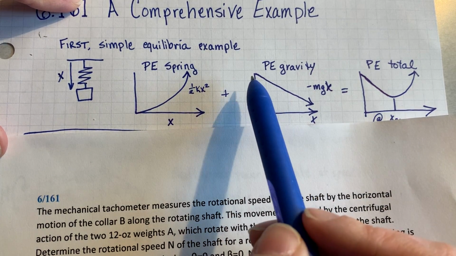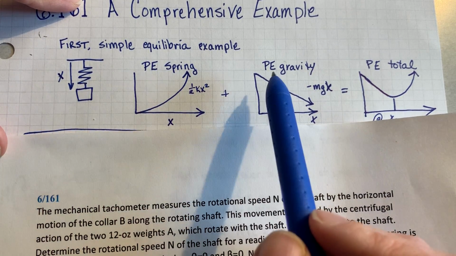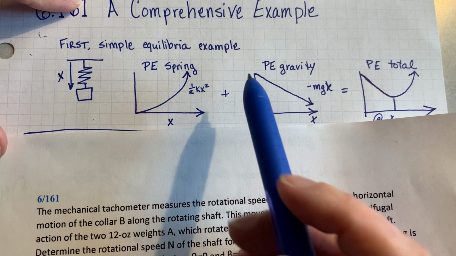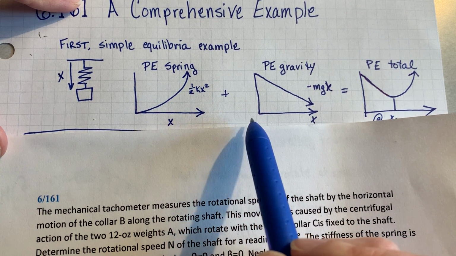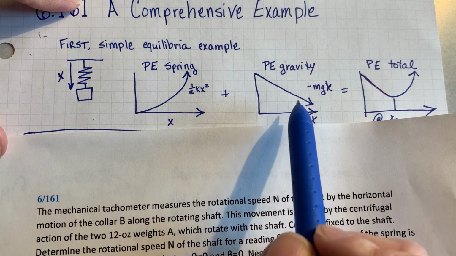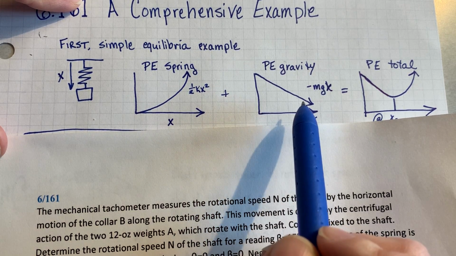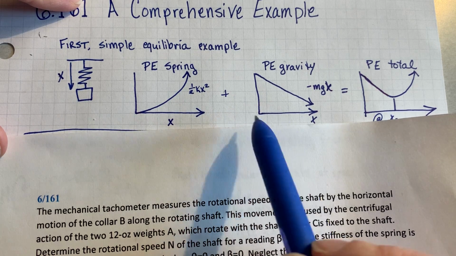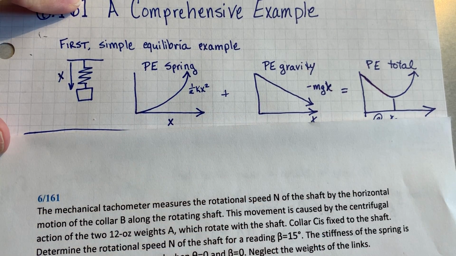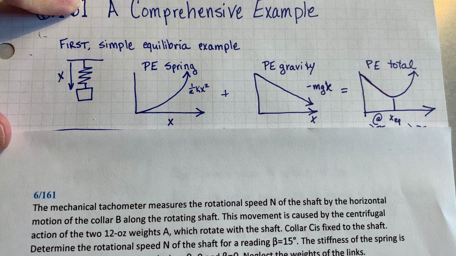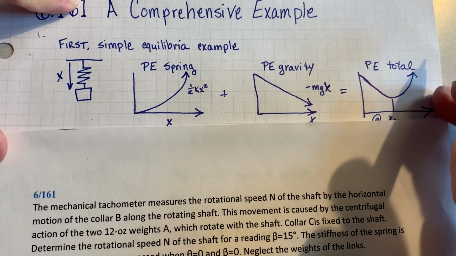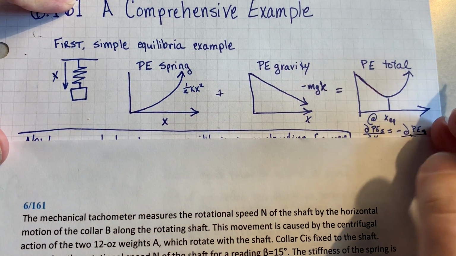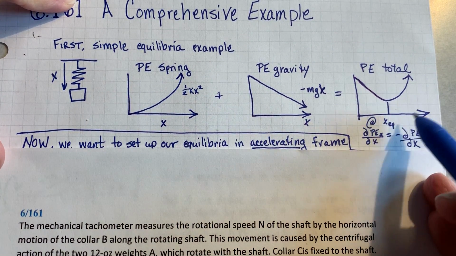And now for gravity here, because we've defined x going down, as x increases, the gravitational potential decreases. So we have this line here for our mgh, but now h is negative x. And now if we add those up together, we would get some total potential energy, and we could still be plotting that in terms of x.